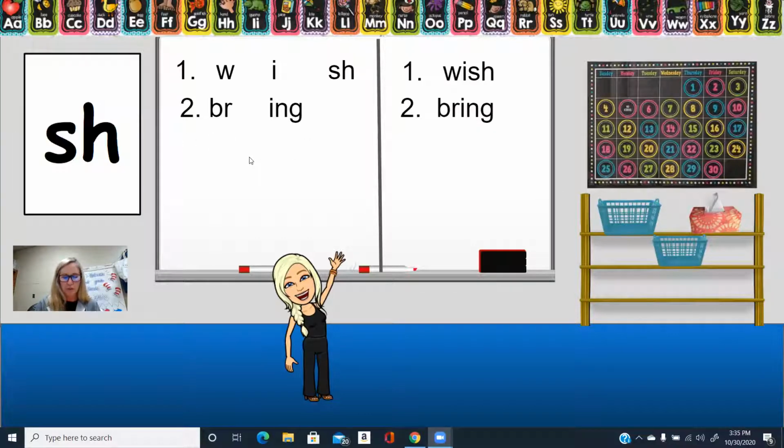Whoops, hopefully you didn't see that already. Number 3 has a digraph at the beginning, with a blend, an ending blend, at the end. We practiced those last week. Here we go. My word is thump. The rabbit will thump his foot. Thump. Let's pound it out.